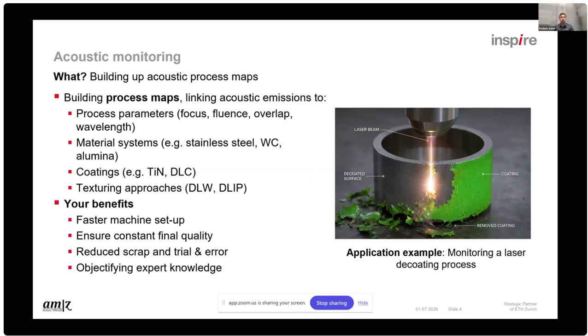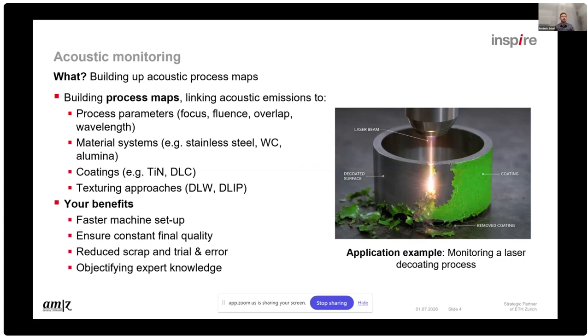And what do we want to do in this project? Well, we want to build process maps where we link acoustic emissions to all sorts of process parameters as well as material systems, because different materials generate different acoustic emissions during the processing. We want to look at coating and coating removal as well as at different texturing approaches.